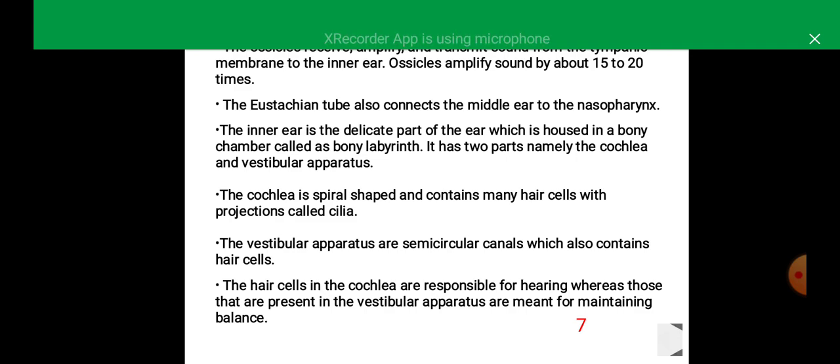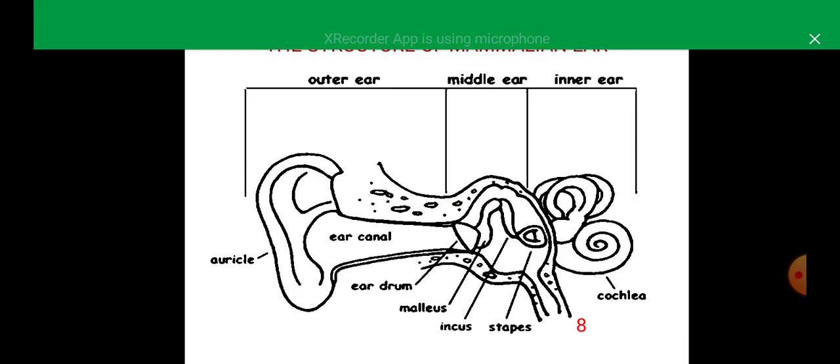The vestibular apparatus are the semicircular canals, which also contain hair cells, and these semicircular canals are the structures that perform the function of balance in the human body. The hair cells in the cochlea are responsible for hearing, whereas those present in the vestibular apparatus are meant to maintain balance, as I have said just now.